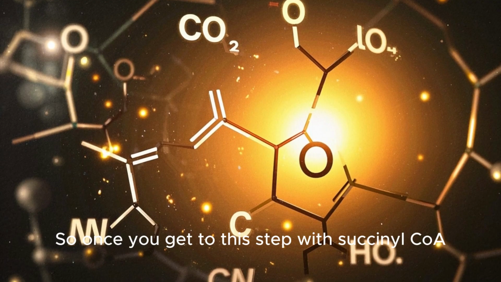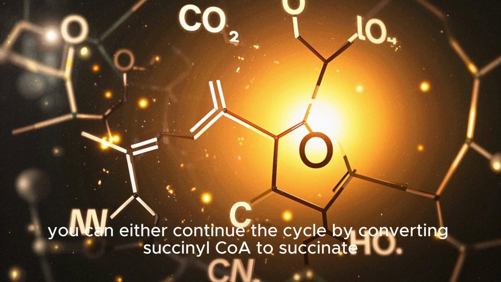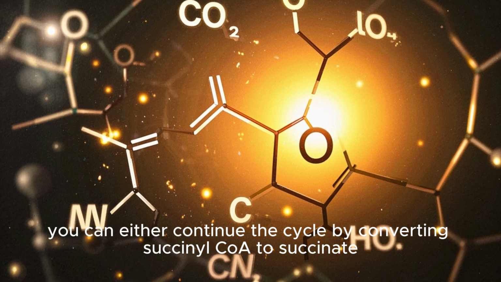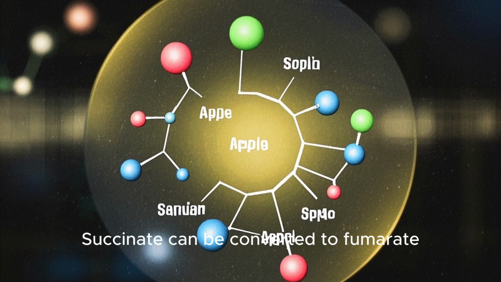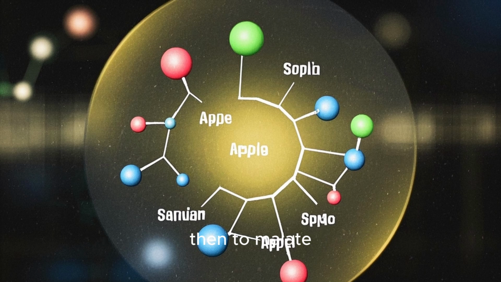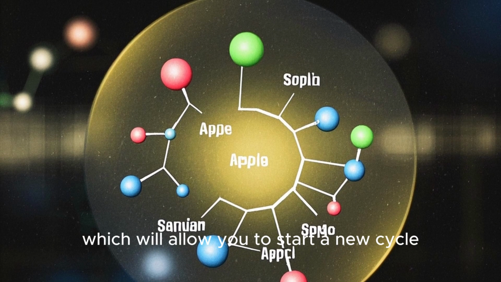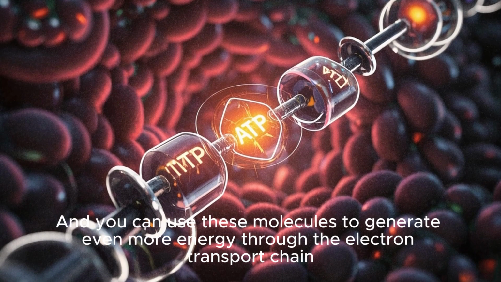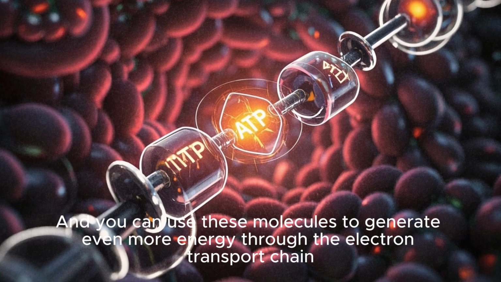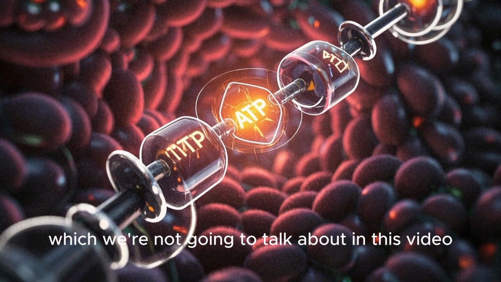carrier. So once you get to this step with succinyl-CoA, you can either continue the cycle by converting succinyl-CoA to succinate, or you can do something else. Succinate can be converted to fumarate, then to malate, and finally to oxaloacetate, which will allow you to start a new cycle. And you can use these molecules to generate even more energy through the electron transport chain, which we're not going to talk about in this video.